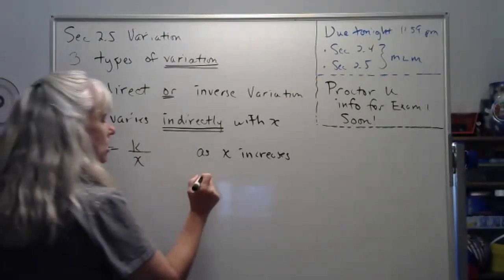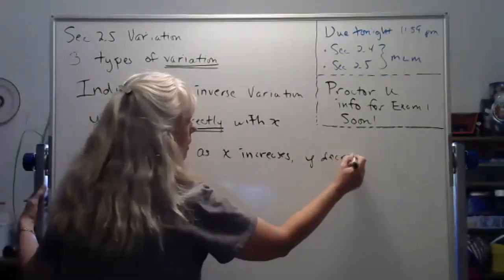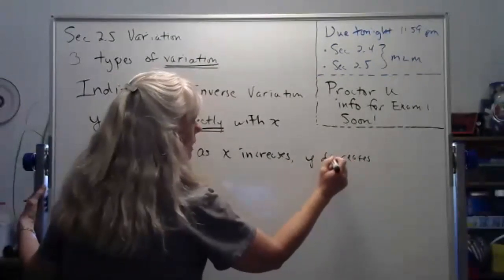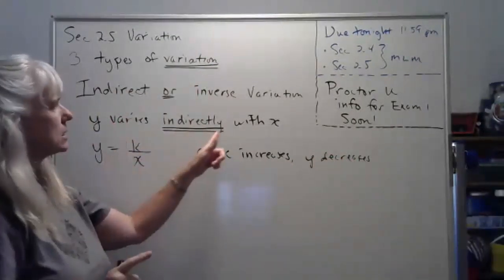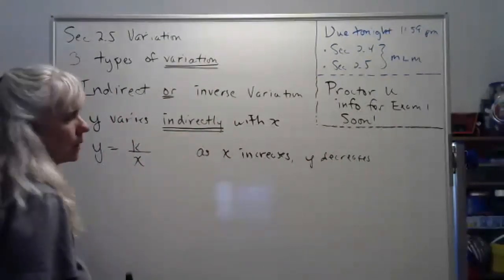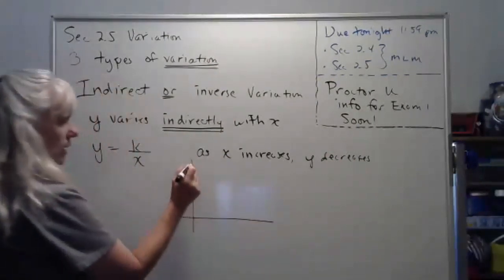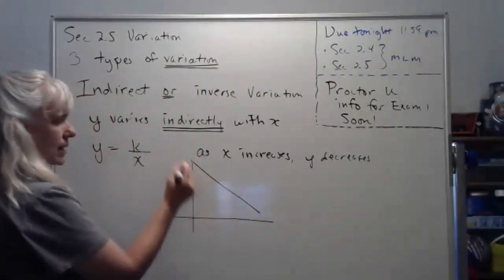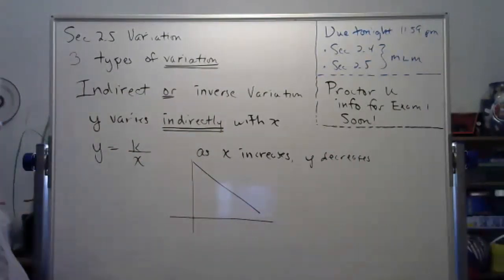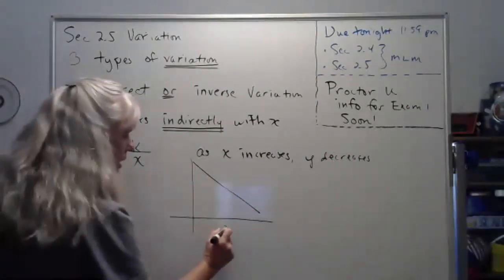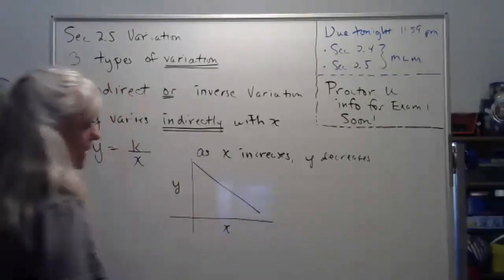So as x increases, y decreases. So they're going in the opposite directions. As one is going up, the other is going down. And that's why it's considered to be an inverse or indirect relation. From a graphing point of view, it would look something like this. It's going to be going down. It does not have to be a line. It can be a curve. So don't let me mislead you in terms of it. It simply means that as x gets bigger and bigger and bigger, the values for y are going down.